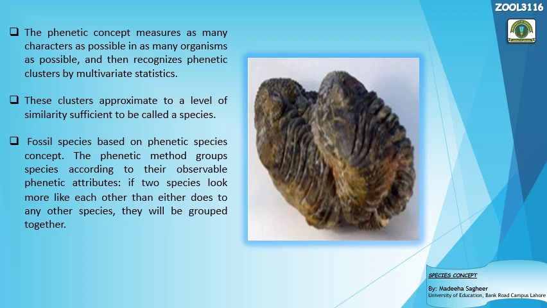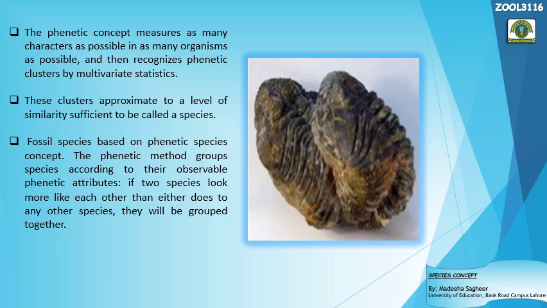Fossil species based on the phenetic species concept. This was one of the drawbacks in the biological species concept, that we cannot specify the species level of fossils, right? Because we don't know whether the extinct animals whose fossils we have today interbred at the time when they were living. No, we don't know. Fossilized species have been classified on the basis of the phenetic species concept.